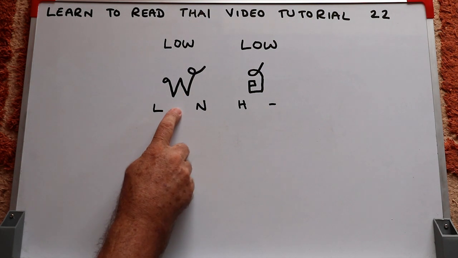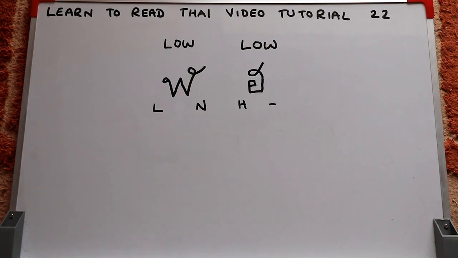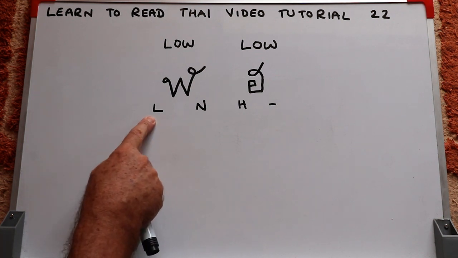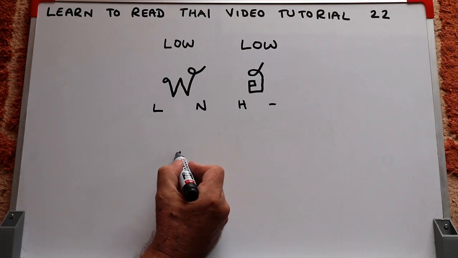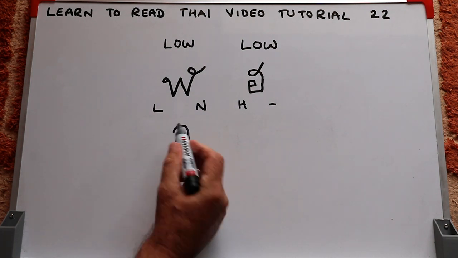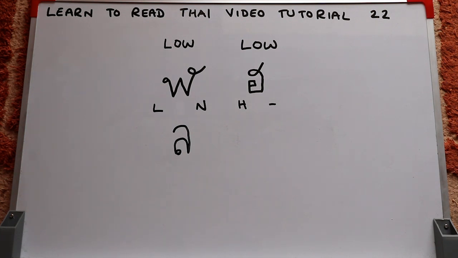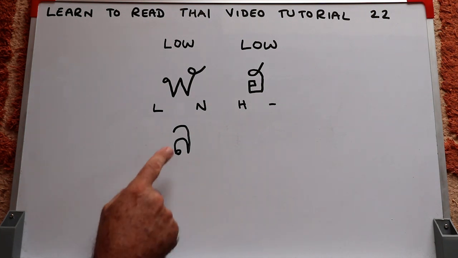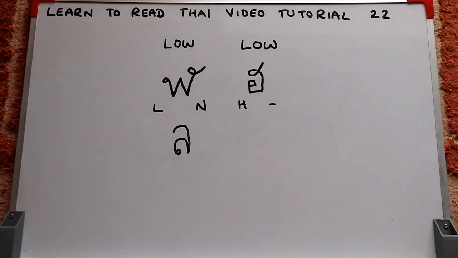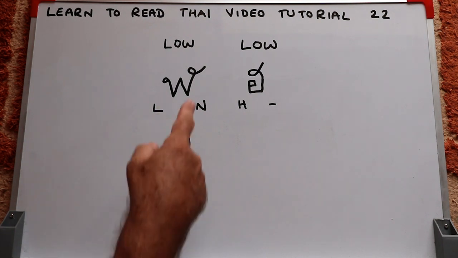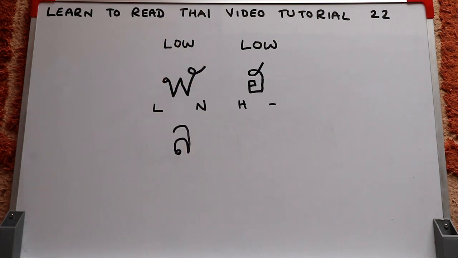This character here is called Lo Ju La. It means kite in Thai. It makes an L sound as an initial consonant and an N sound as a final consonant, and it's a low class consonant. It actually performs exactly the same function as this character, Lo Ling, that we did in a previous tutorial. However, Lo Ling is used a lot, and this one is only used in a few words. And it looks a bit like one of the P consonants we did, except it's got this little loop.